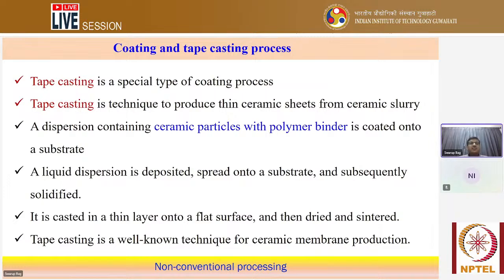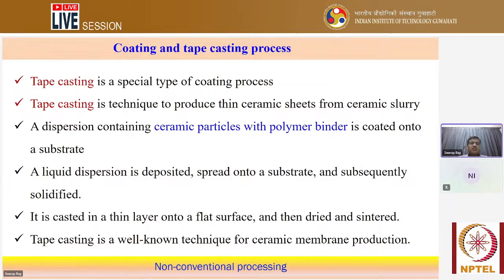The liquid dispersion is deposited and spread over the substrate and allowed to solidify. In this way, we can cast a very thin layer of ceramic, usually in the form of a flat surface. Of course, the thickness of the flat surface can be controlled by controlling the viscosity of the slurry. After that, drying and sintering operations can be performed so that it becomes harder, and finally we can use it after the sintering or drying process.